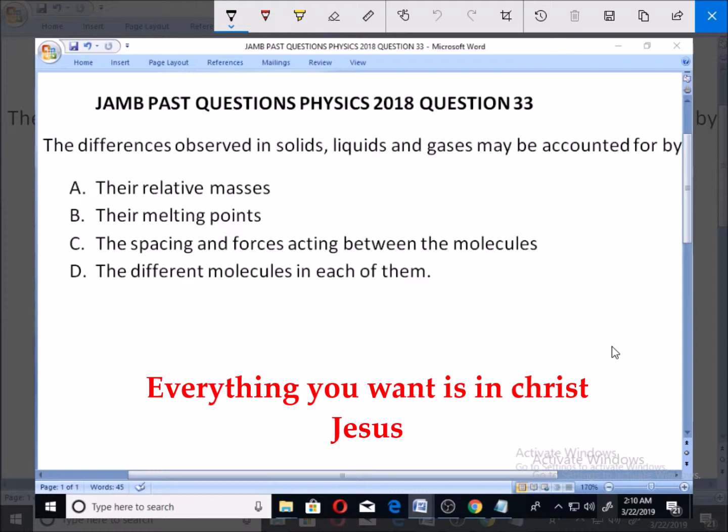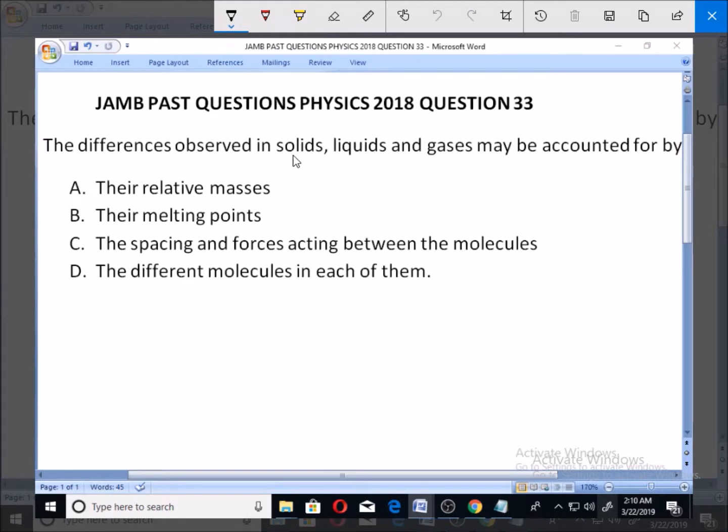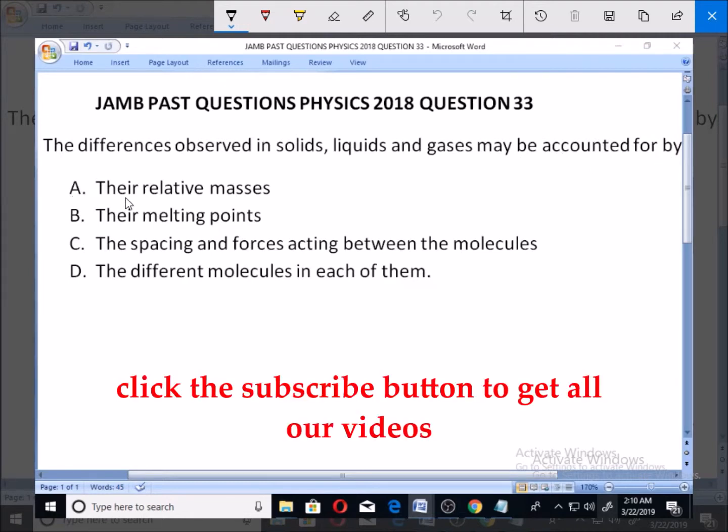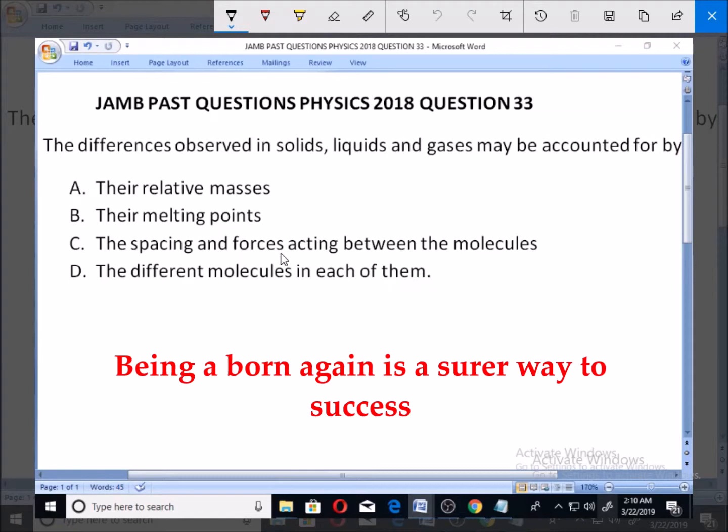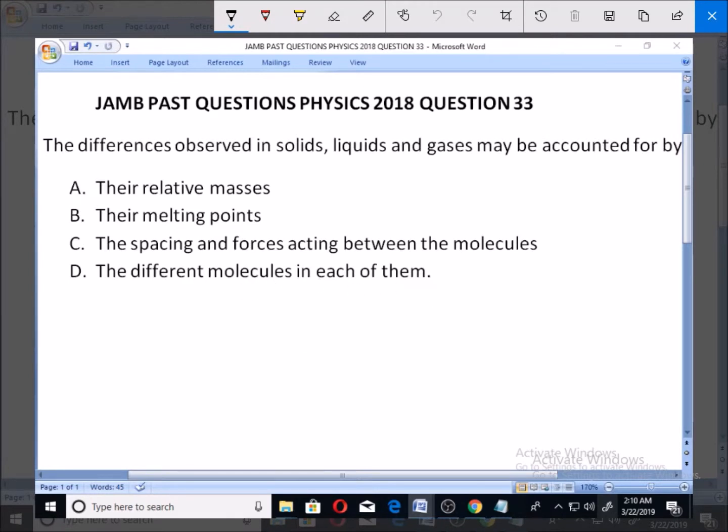Physics 2018, question 33. The difference observed in solids, liquids, and gases may be accounted for by: A. Their relative masses, B. Their melting points, C. The spacing and forces acting between the molecules, D. The different molecules in each of them.